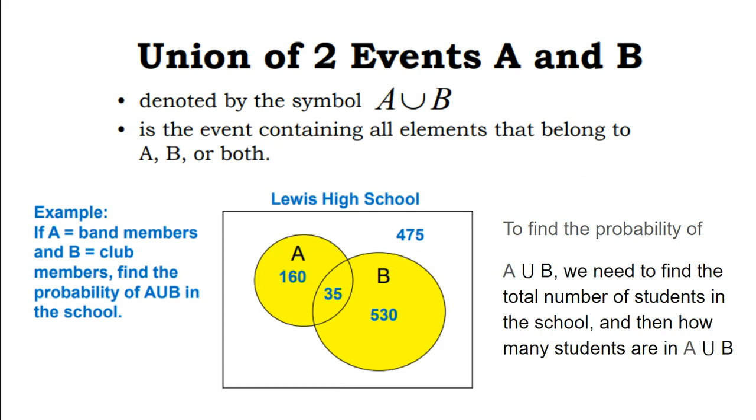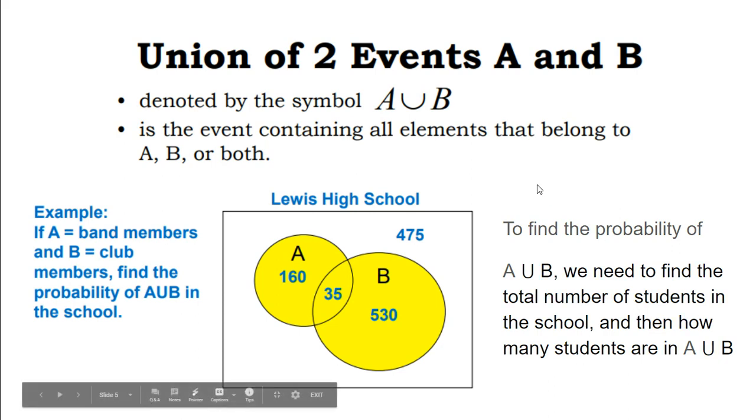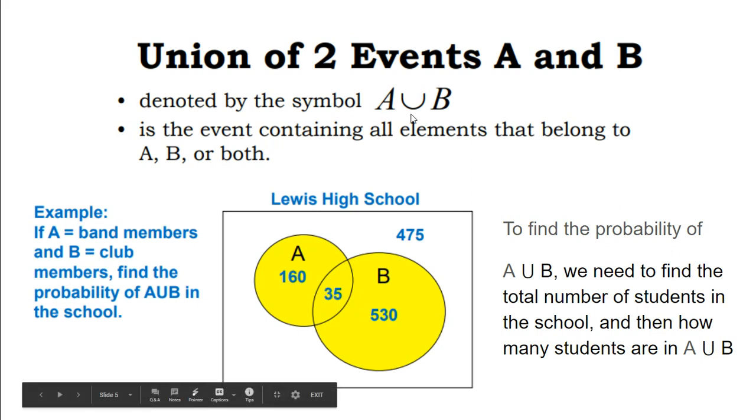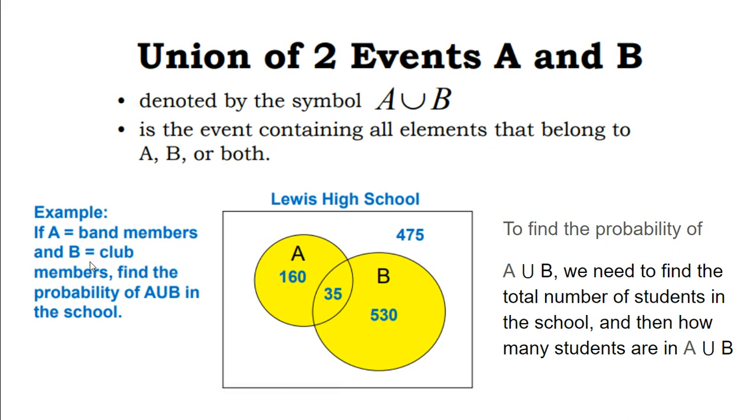So a union of two events is represented by this U sign. It's the event containing all elements that belong to A, B, or both. So it's the ones in the middle too, because if I'm in the middle, that means I'm in A. It also means that I'm in B as well. So that means that I'm in the union. So for example, if I have circle A is band members and circle B is club members.